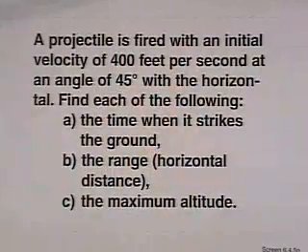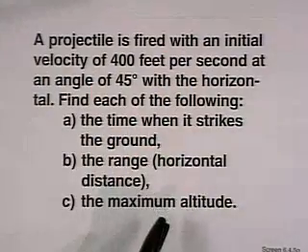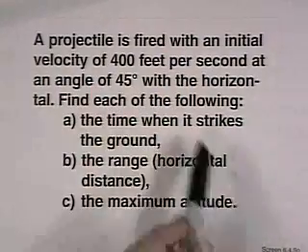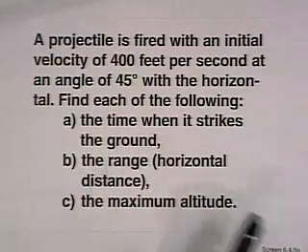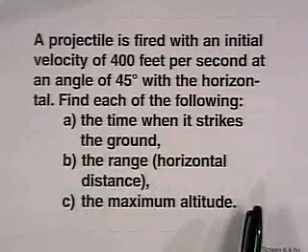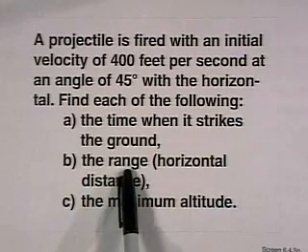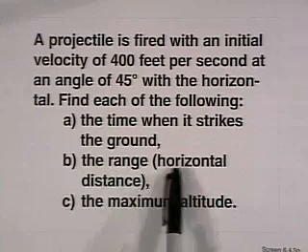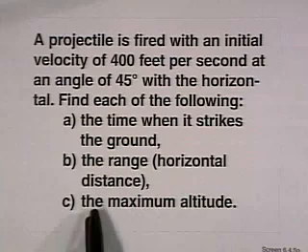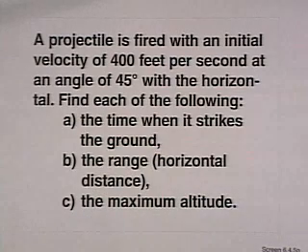There are some fascinating and interesting applications dealing with parametrics. We'll just consider one for now. Let's look at a projectile problem. A projectile is fired with an initial velocity of 400 feet per second at an angle of 45 degrees with the horizontal. Find each of the following. We'd like to know when the projectile strikes the ground, its range, that is, this isn't the range of a function, it's the downrange or horizontal distance traveled by the projectile, and third, the maximum altitude.